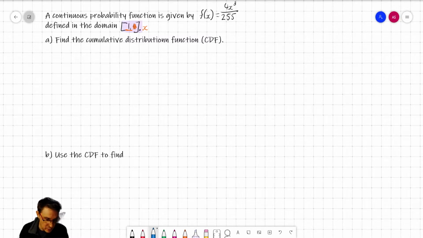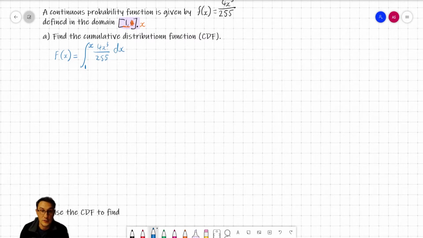So in doing this, we want to be able to find capital F of x. Now, this capital F of x is a way to define the cumulative distribution function. So what we're going to do is find this, which is the integral, and we're doing it between 1 and x, of 4x cubed over 255 dx. Now, I want to be able to remove the fractional part of this here, just to make it a little bit easier to undertake this integration. So it's just going to be 4x cubed dx, which I need to integrate.